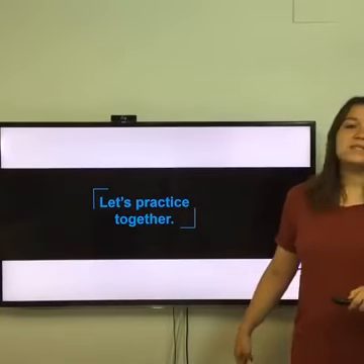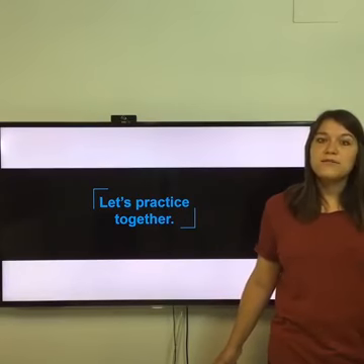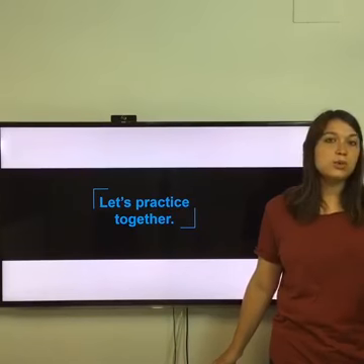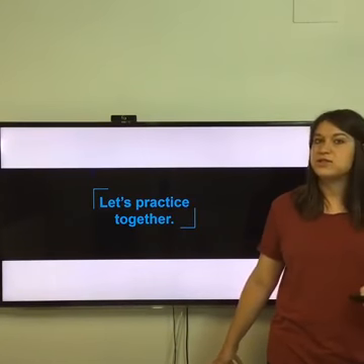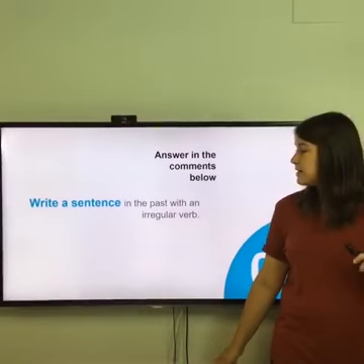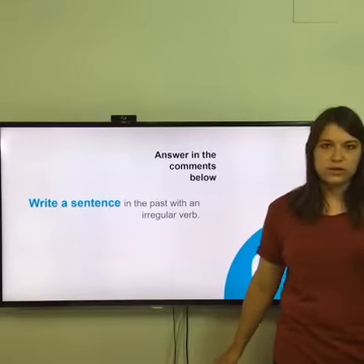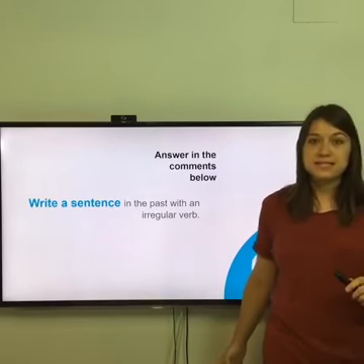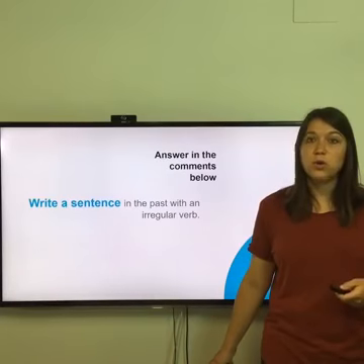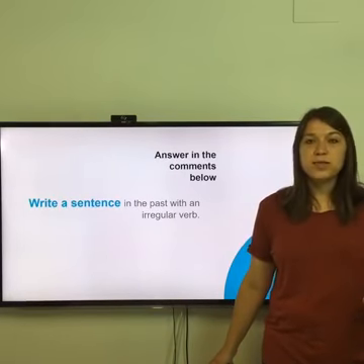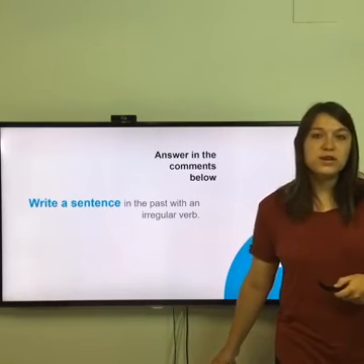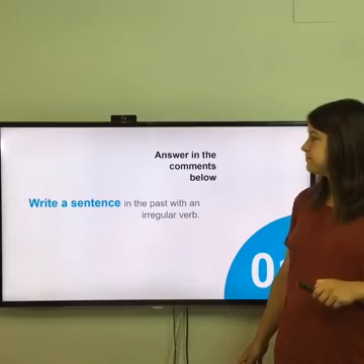Okay, now that we've done a review of tenses in the past, let's practice together. I'm going to ask you 3 questions and you can write your answers in the comment section. Question number 1, write a sentence in the past with an irregular verb. So we just looked at some examples of the most common irregular verbs. Maybe you already know a few more. So if you can think of an example in the past with an irregular verb, write your example in the comments.